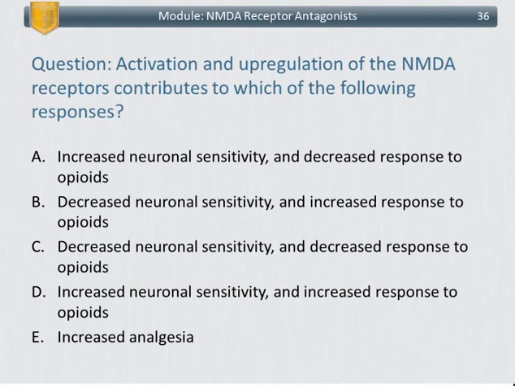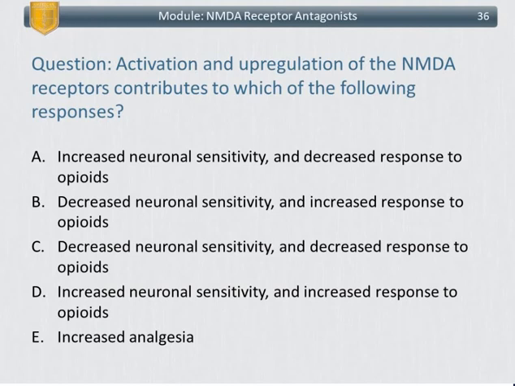Another question for you. Activation and upregulation of the NMDA receptor contributes to which of the following responses? A, increased neuronal sensitivity and decreased response to opioids. B, decreased neuronal sensitivity and increased response to opioids, the opposite of A. C, both are decreased neuronal sensitivity and response to opioids. D, both are increased neuronal sensitivity and response to opioids.